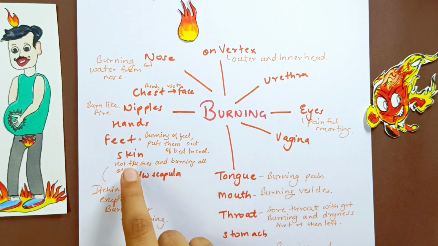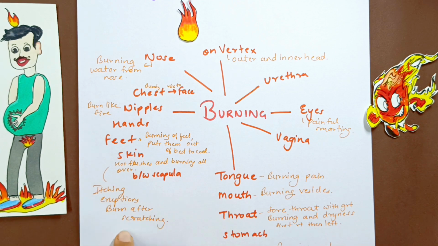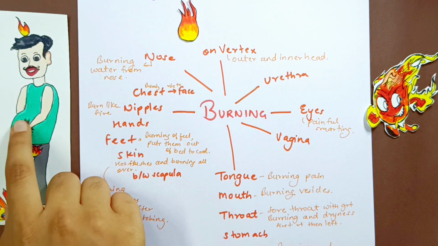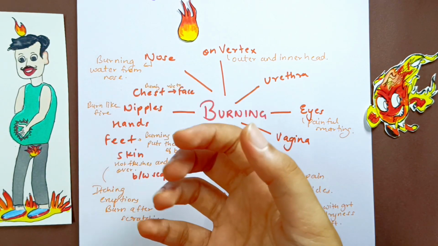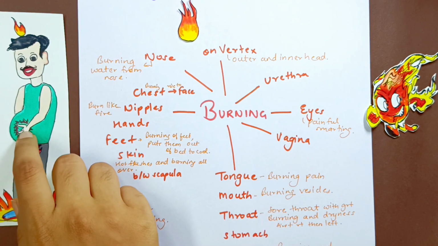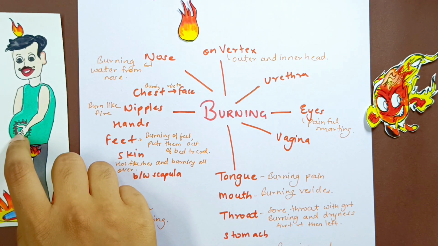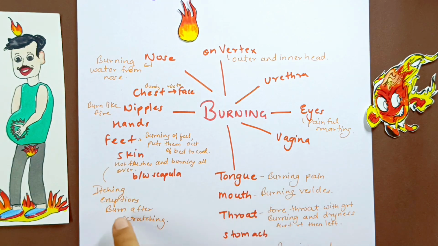Okay, and then there is skin. In the skin also we see that there are itching eruptions which burn after scratching. So this shows the same. The patient is scratching actually because there is itching in this part, for example, and there's also burning after they scratch that part. Okay, there's burning after they scratch that part.